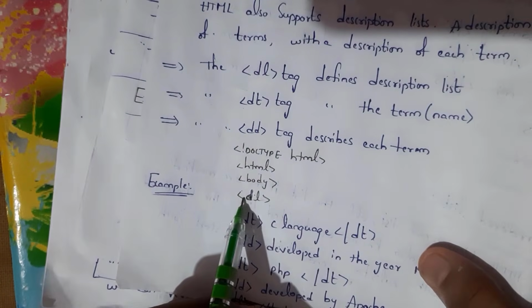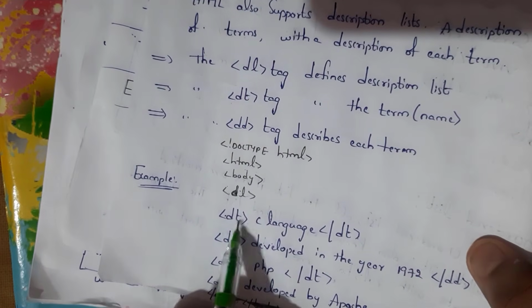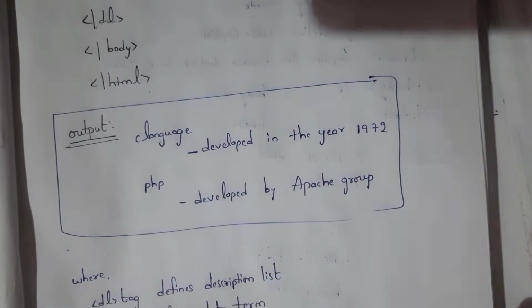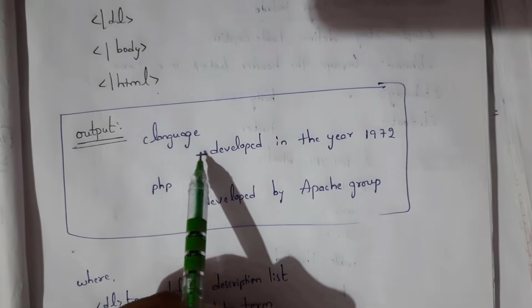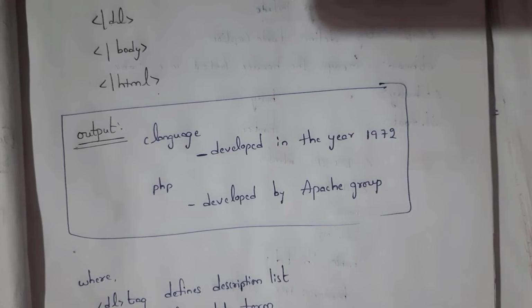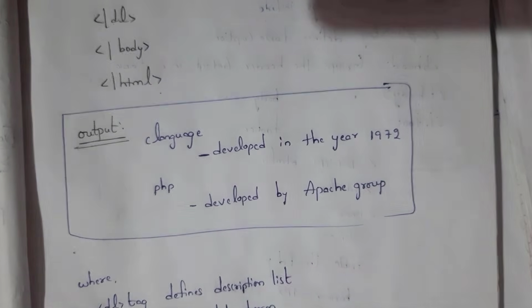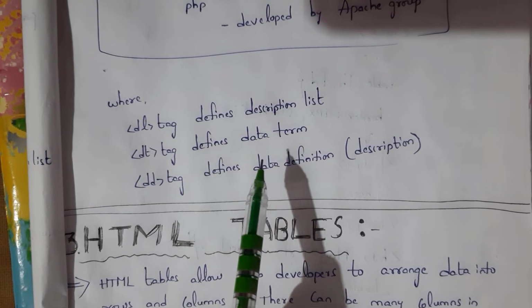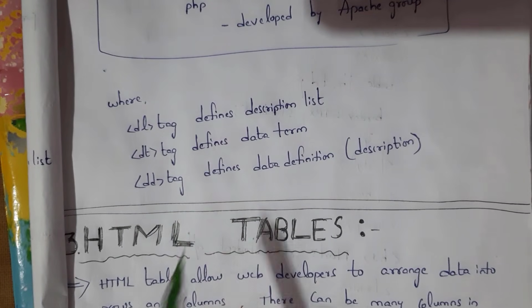And similarly, for every open tag there should be a closed tag. Here I open DT and here I close DT. Similarly, I open DD and I close this DD. And similarly, I am going to close this description list tag. The output is like C language. This is the heading. There is a small dash here and developed in the year 1972. This is how the output is going to look, where DL stands for description list, DT stands for data term and DD stands for data definition, or we can also call it data description.